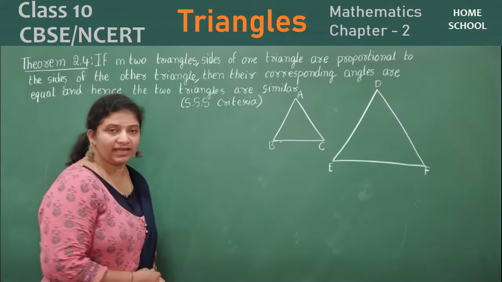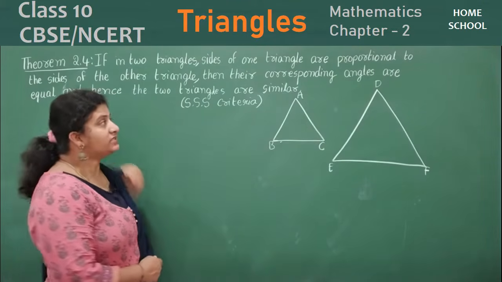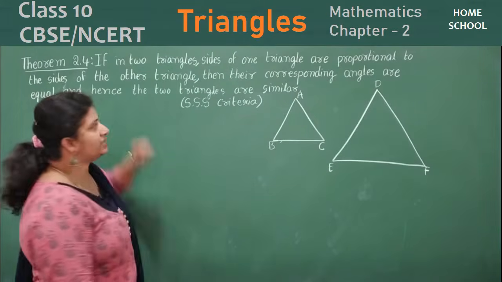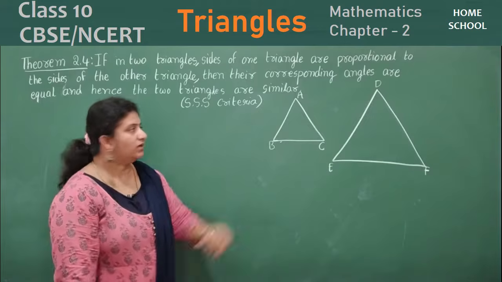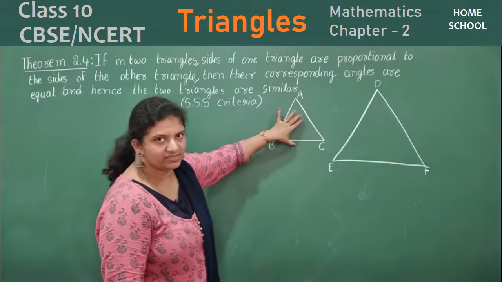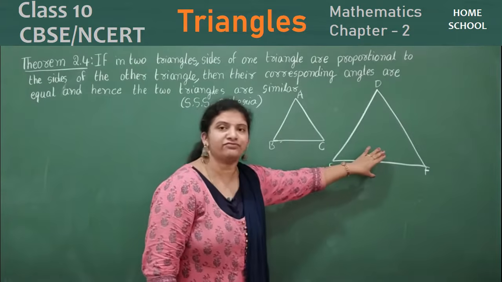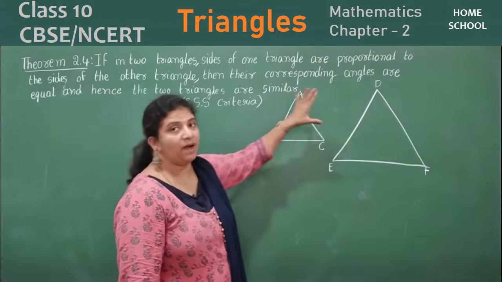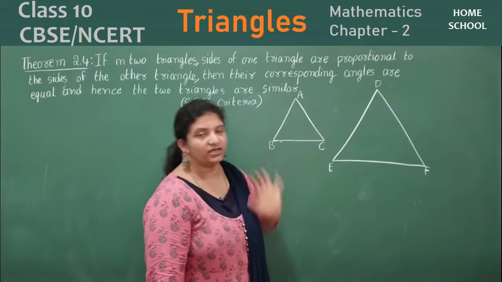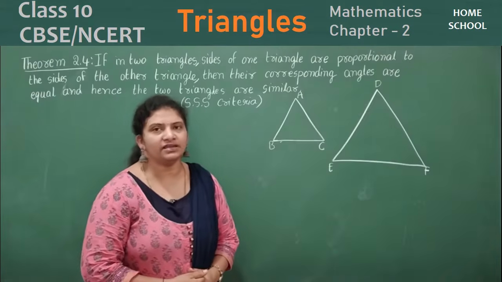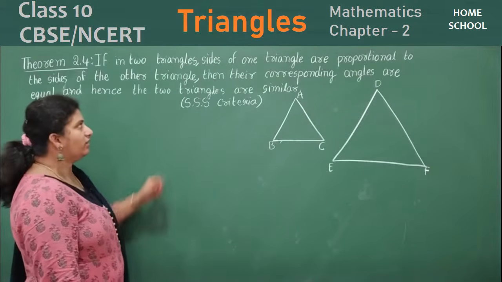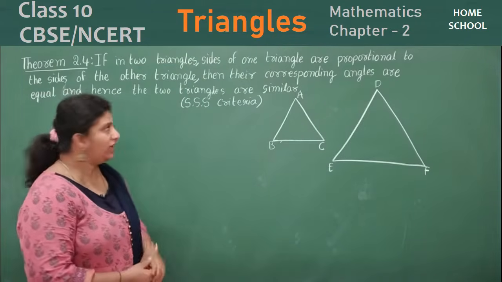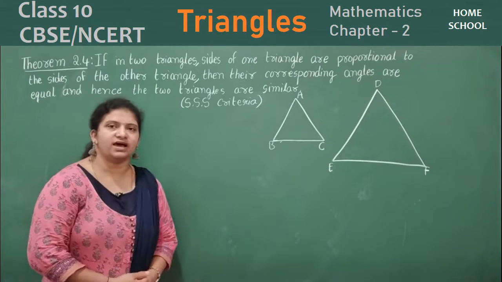Sides of one triangle are proportional to the sides of the other triangle. This triangle has three sides AB, BC, CA, and this triangle has three sides DE, EF, FD. These sides are proportional to these sides. So, the two triangles' sides are in proportion, given. Then their corresponding angles are equal and hence the two triangles are similar.